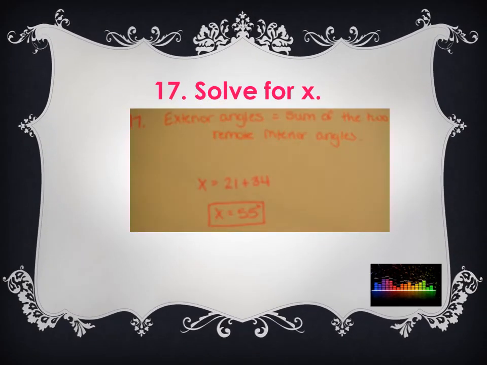In this picture, you are given a triangle, giving you two interior angles with an exterior angle. Exterior angles equal the sum of the two remote interior angles. So we can add x equal to 21 plus 34. 21 and 34 add together to give you x equals 55.